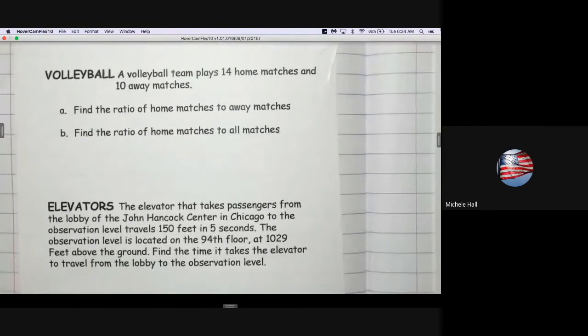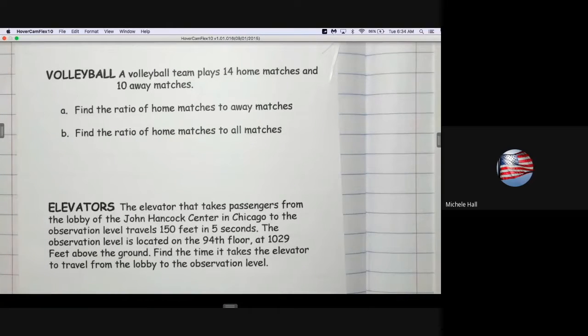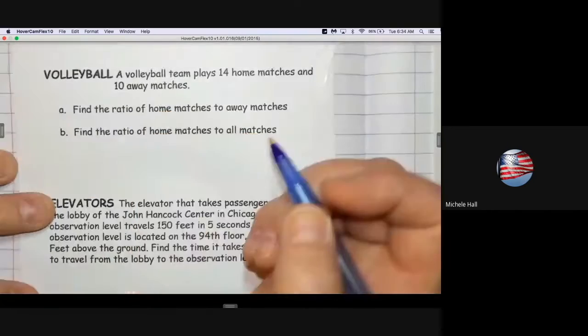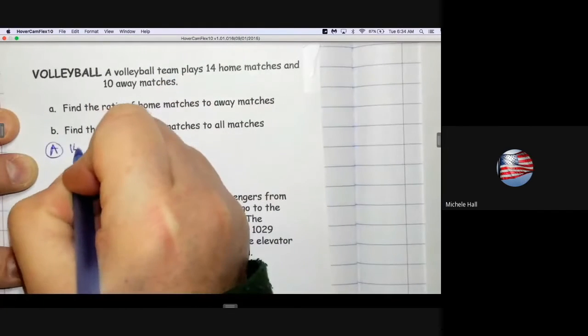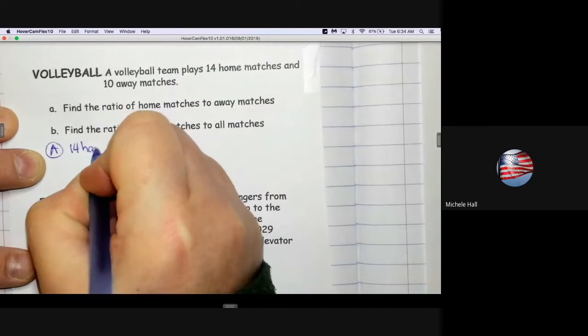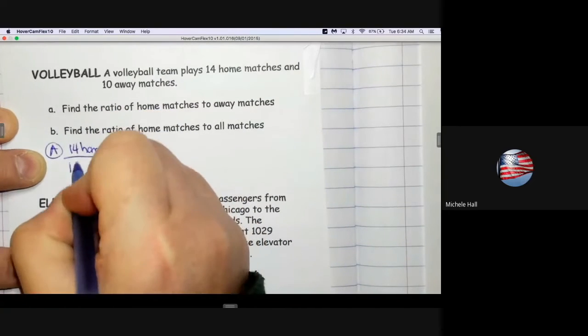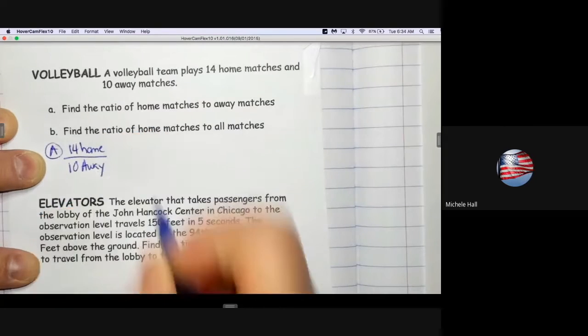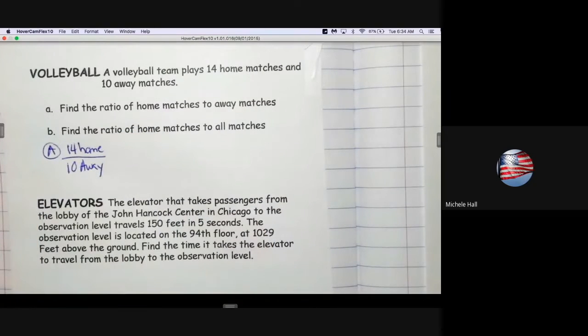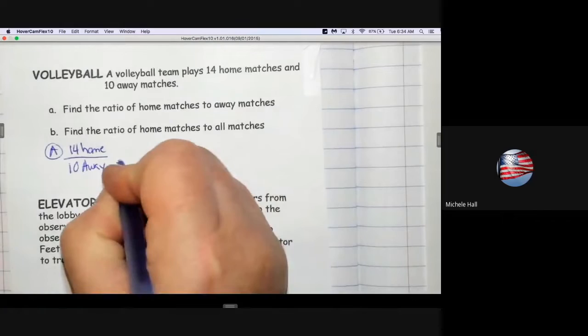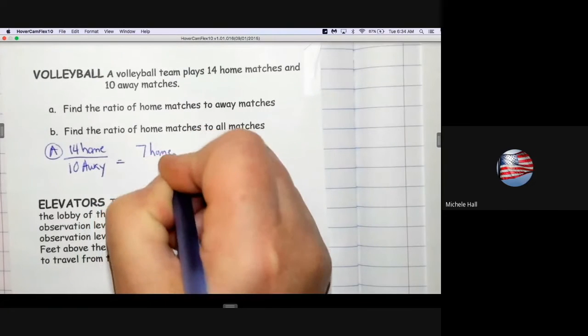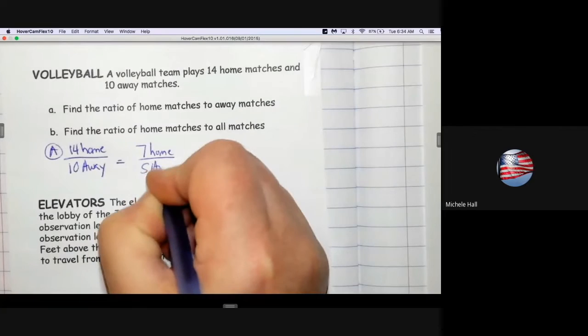Volleyball team plays 14 home matches and 10 away matches. Find the ratio of home matches to away matches. Well, we have 14 home to 10 away matches. And then I would reduce. I can take a 2 out from both of these. So we're left with 7 home matches to 5 away matches.